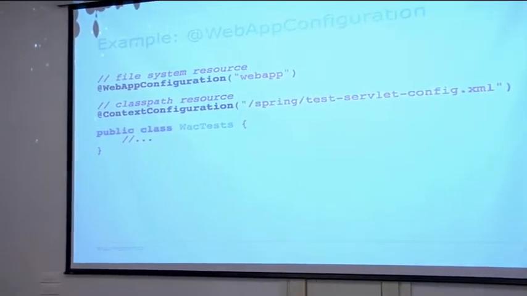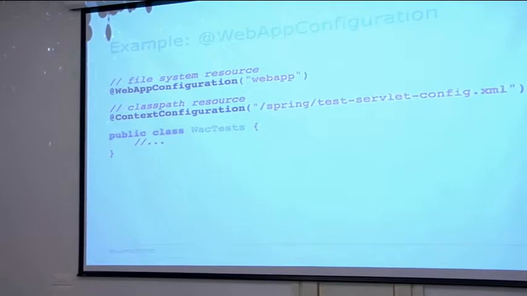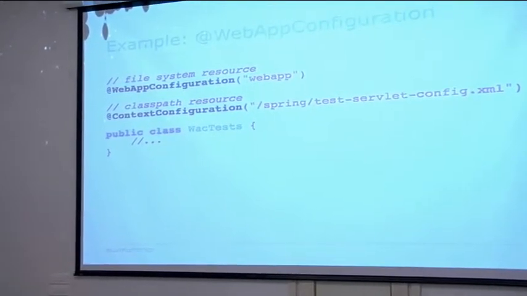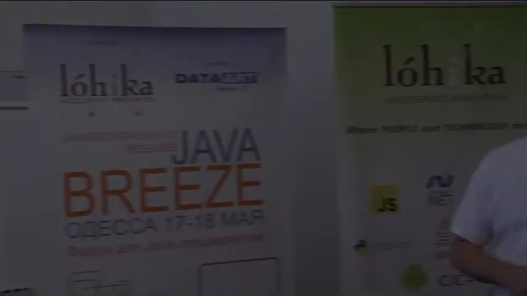Now, what if we add values here, attributes, without specifying whether it comes from the file system or the class path? Then we see here with web app configuration that the default will be a file system resource, so relative to the root of our JVM. So if you're running in Eclipse, or if you're running your Maven project, then it's going to be relative to the root of that project. And for context configuration, again, this will be a class path resource. If you prefix it with a /, it's going to look in the root of the class path. Otherwise, it would be a class path relative resource.